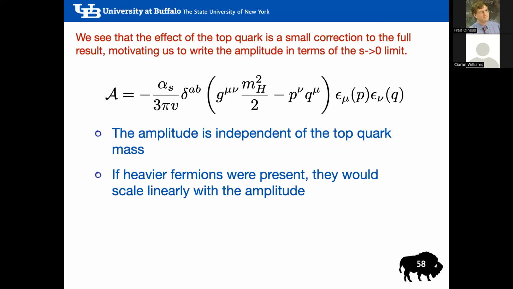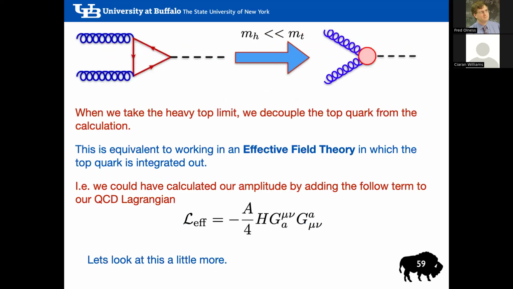The fact that it is small means we can effectively replace it by its limit, which gives us this prefactor here. There's a color factor, there's our tensor structure, and there's our polarization vectors for the gluon. Now, why is this useful? Why would we want to do this?